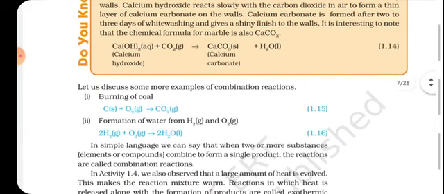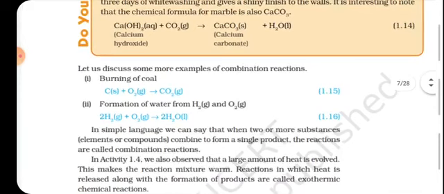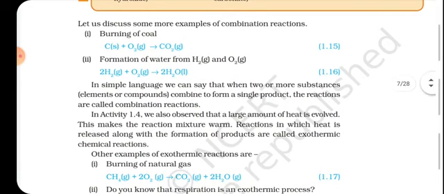If you don't know, you can write common examples in the examinations also. For example, C plus O2 gives CO2, that is carbon plus dioxygen gives carbon dioxide. Or the formation of water, that is 2H2 plus O2 gives 2H2O. Fine students. So if two reactants combine to give one product, it is known as a combination reaction.